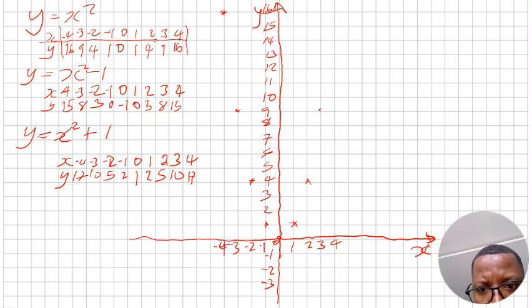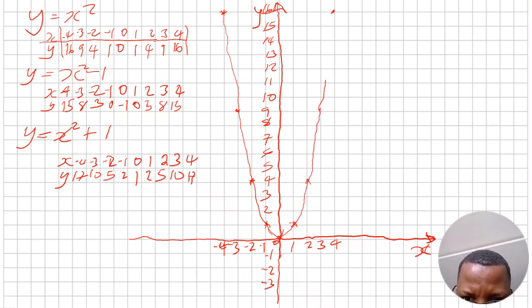When it's 4, 16. Okay, so we can plot a graph. It's just a sketch. My sketching is not that good, but at least we're just trying to show each other. It is going to be like that. So that's the first plot.